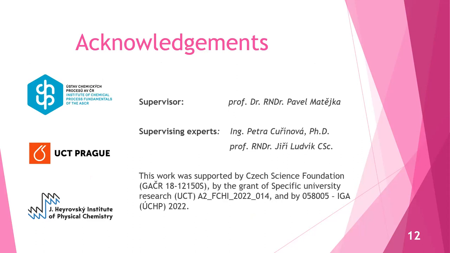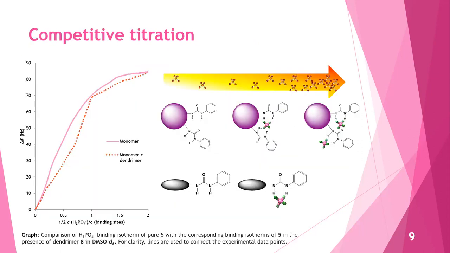And now we have time for one question. When you showed us the competitive study, was it the first dendrimer or the second one? It was a dendrimer of the second generation. Both of these dendrimers have the same behavior, but let's say that for the dendrimer of the second generation, the effect is more pronounced. I see. Okay. Thank you very much for your really nice question.